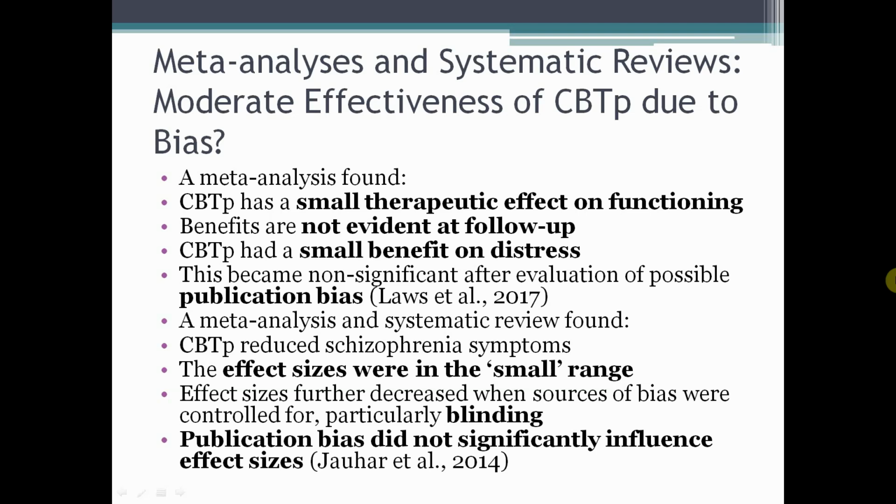This implies that CBTP may have a small therapeutic effect on functioning and have a small effect in reducing symptoms of adults with schizophrenia. CBTP may have a small benefit to distress, as there are differences in findings about publication bias and its influence on results. However, CBTP's effectiveness may be exaggerated in some studies due to potential bias, including lack of blinding.